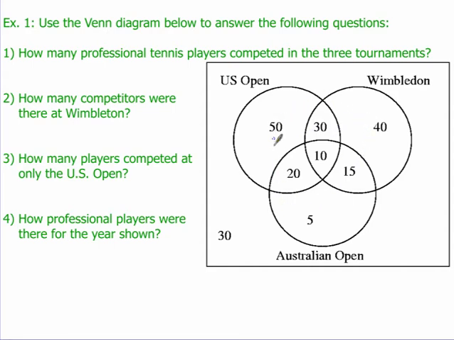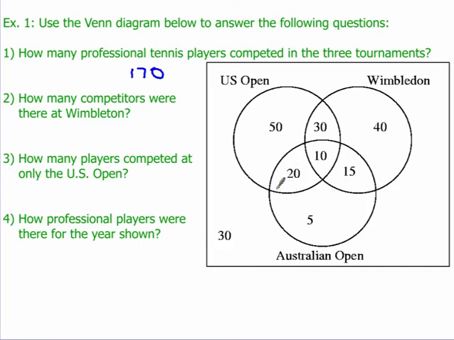I go to my 3 tournaments, and all I have to do is add up every single number in here. I don't have to worry about this 30. The 30 corresponds to people who didn't play in any of the tournaments. So let's figure out how many people played in the 3 tournaments. We got 50, 80, 100, 110, 150, 165, 170.